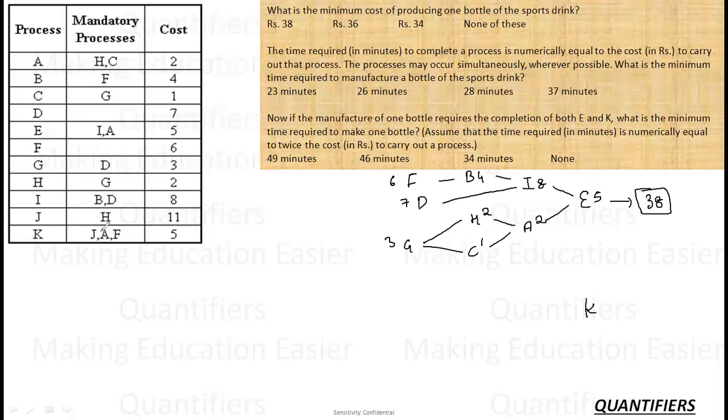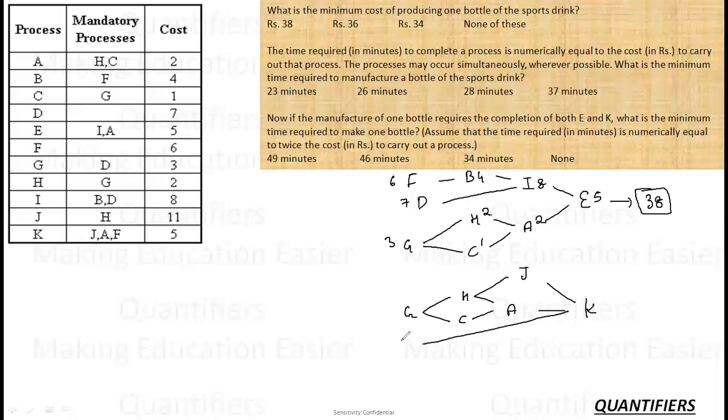Now let's talk about K. In order to complete K, I need to do J, A and F. So J must be done, A must be done, F must be done. For J to be done, H must be done, and for A also H and C must be done. So H is the common activity for both, and for A you need C extra. For H you need G, for C you also need G. So for both of these I need G. For F I don't need anything, so F is again an independent activity and can be started in the very beginning also.